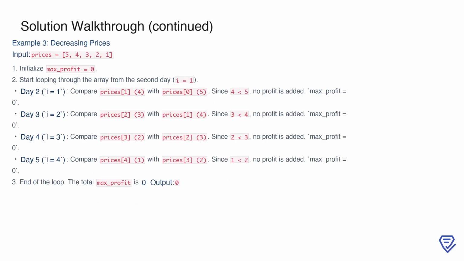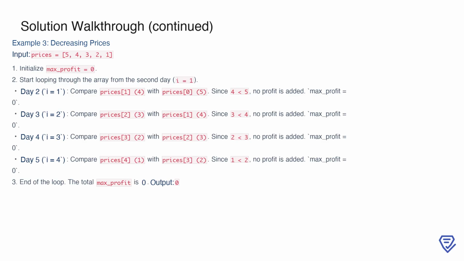Lastly, let's examine an example where the prices are consistently decreasing, with the input 5, 4, 3, 2, 1. We initialize max_profit to 0 and start iterating from the second day. On day 2, prices[1] is 4 and prices[0] is 5. Since 4 is less than 5, no profit is added, and max_profit remains 0.